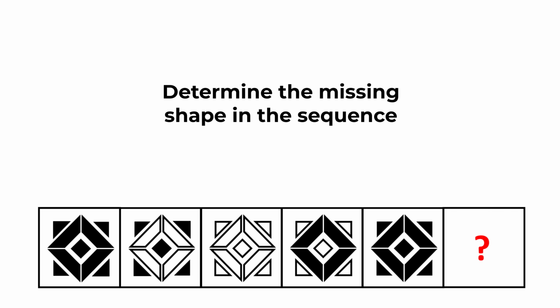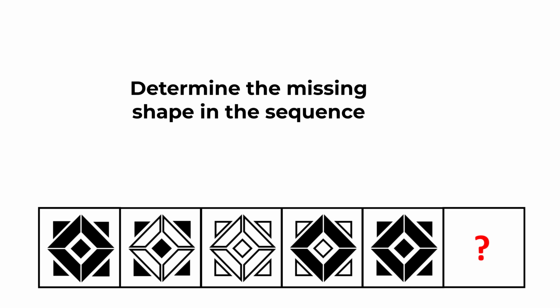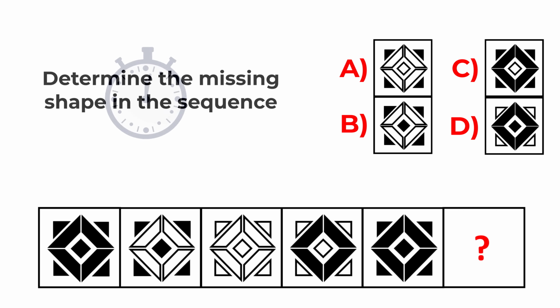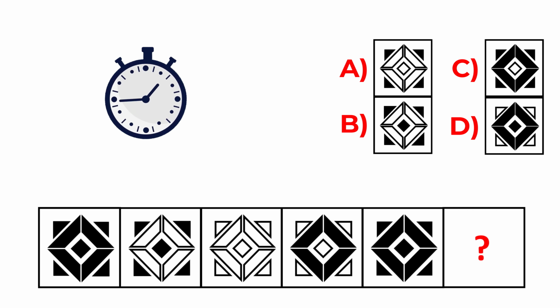You're presented with different shapes, and you need to identify the missing shape in the sequence. You're presented with 4 different choices. Choices A, B, C, and D. Obviously, you need to look and identify the pattern. Do you see the pattern? Let's continue to see how we can get to the correct solution and solve this challenge together.